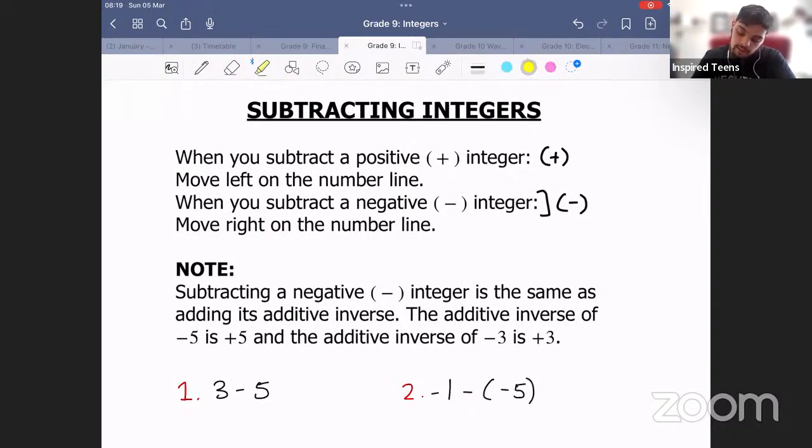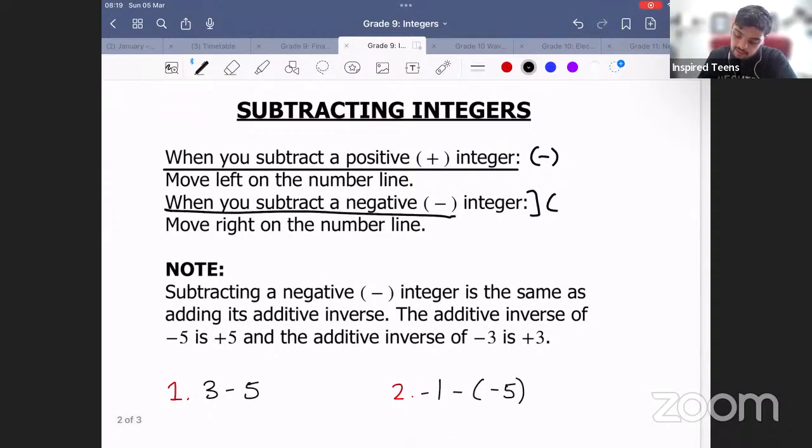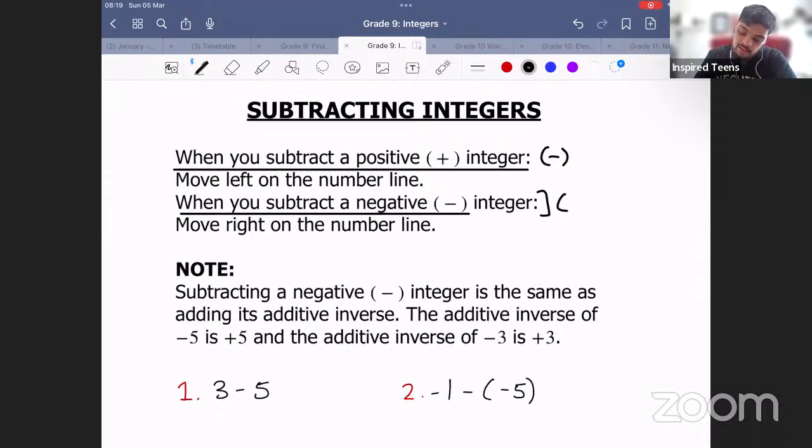When you subtract a positive, then you move left. What am I doing? I'm mixing them up. Let's read them again. When you subtract a positive, the overall is going to be negative. It's plus minus. However, when you subtract a negative integer, that's minus minus, which gives us an overall positive. So yes, this one is right on the number line and it's positive.